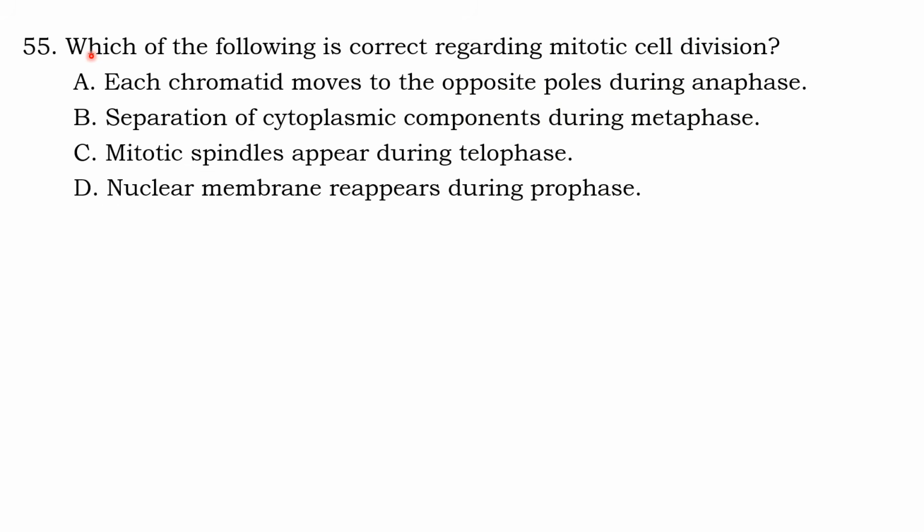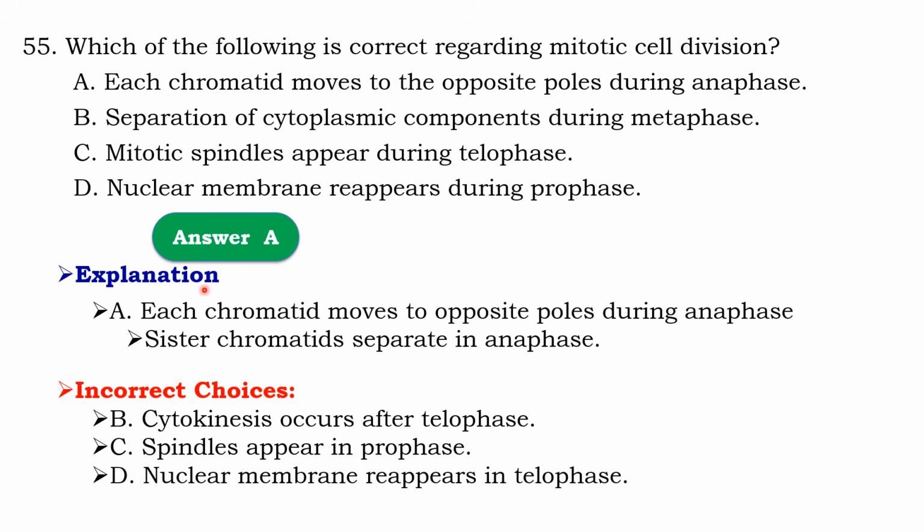Question number 55. Which of the following is correct regarding meiotic cell division? A: each chromatid moves to opposite poles during anaphase. B: separation of cytoplasmic component during metaphase. C: meiotic spindle appears during telophase. D: nuclear membrane reappears during prophase. So the answer should be A, each chromatid moves to opposite poles during anaphase.